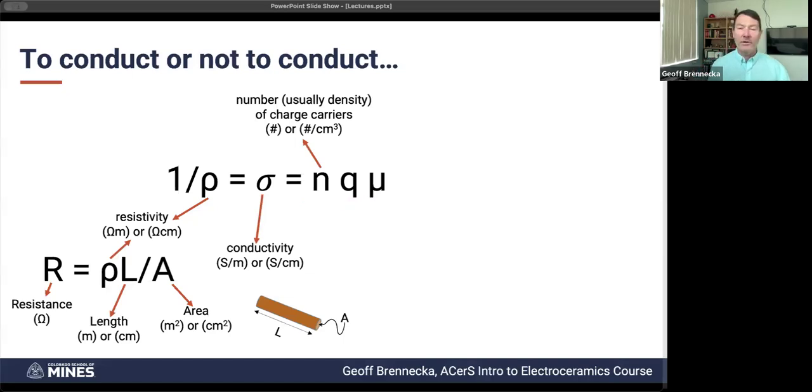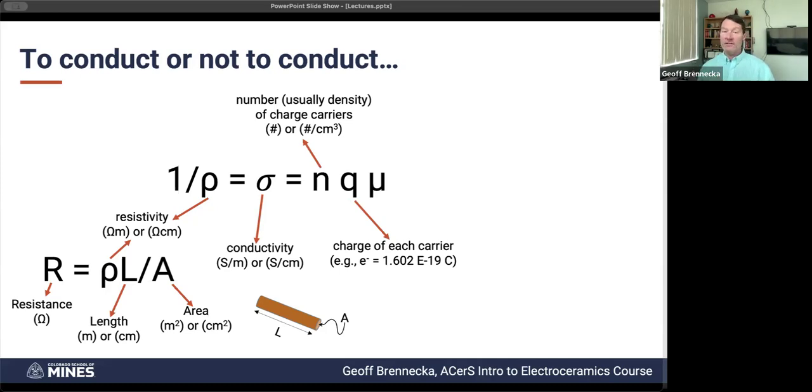I like n q mu, but there are varieties of deviations from that, modifications of it. But what it boils down to is the number of carriers, so n, and the charge of each one of those carriers. So what we're really counting here for conductivity is how much charge is moving. So we need to know how many charges. We need to know how much charge each one of those carriers is carrying with it.